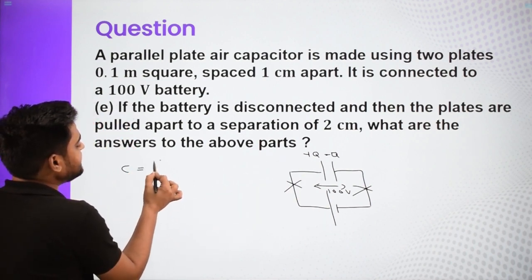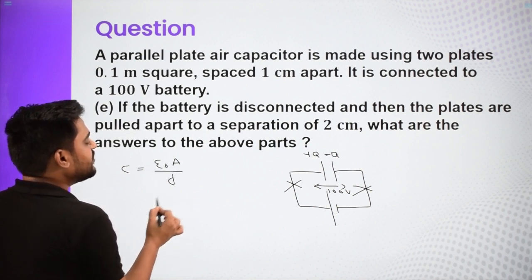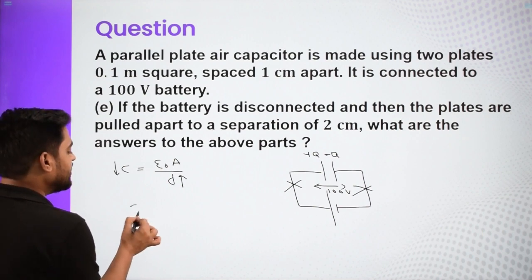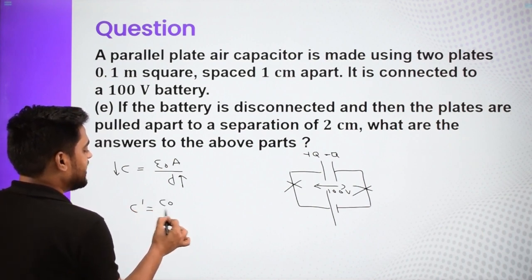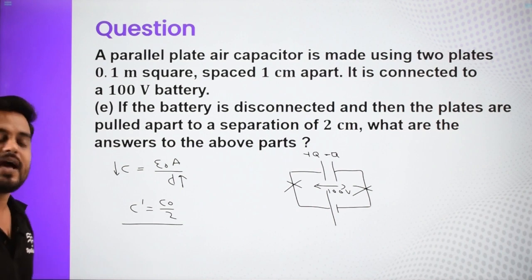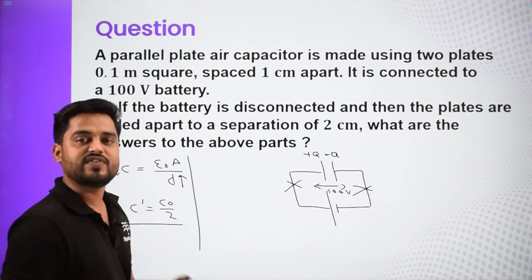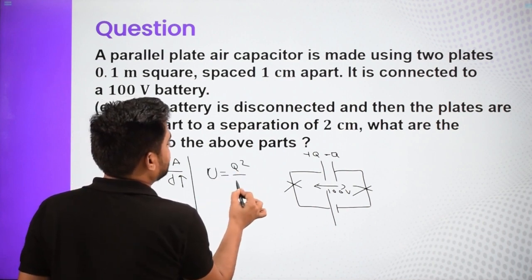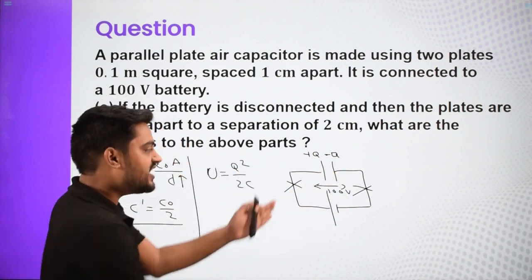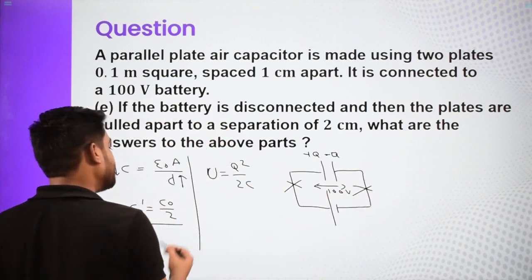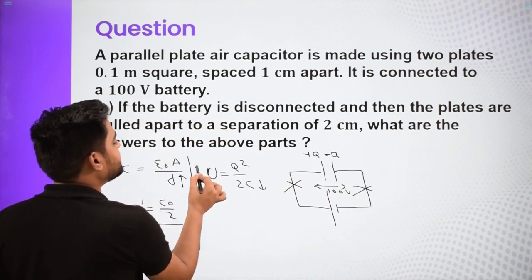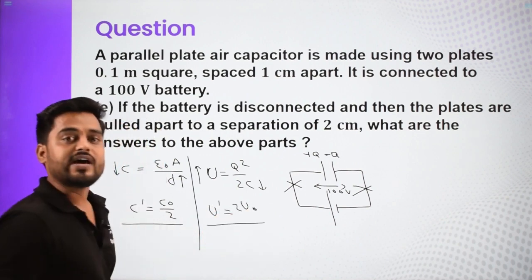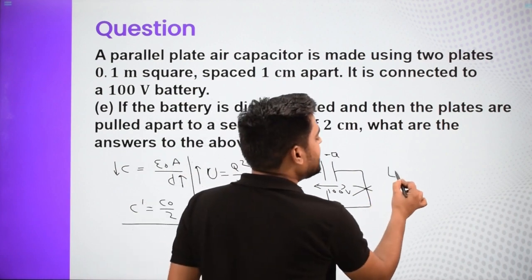The original capacitance is epsilon naught A by D. And we know that when this distance becomes twice, the capacitance becomes half. So the new capacitance is the original capacitance by 2. So this is what happens with capacitance. Next is what happens with energy. Energy was Q squared by 2C. The charge is not changing because charge can't flow anymore, and C is becoming half. So if this becomes half, the energy becomes twice. So the new energy is the original energy into 2. What happens with the electric field? E is V by D.